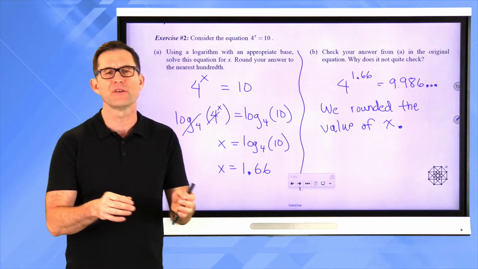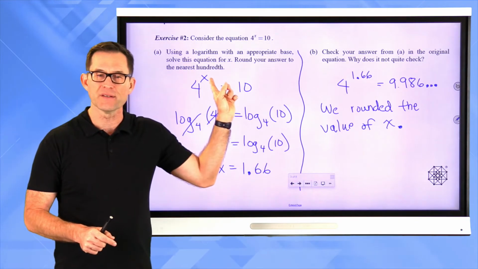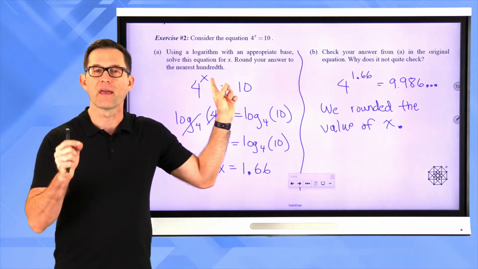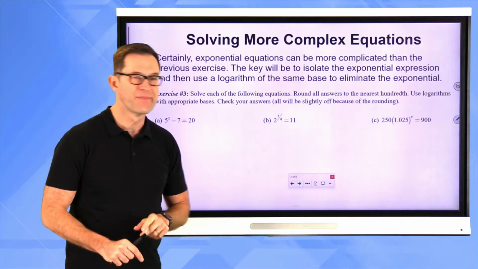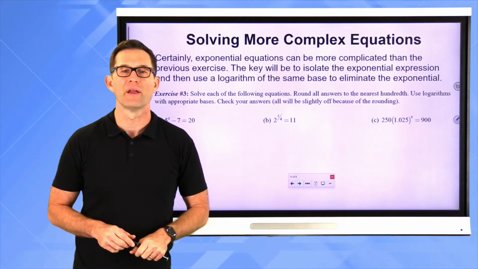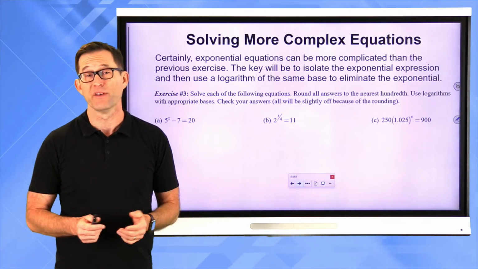The inverse of multiplication is division. And the inverse of exponentiation, like this, is taking a logarithm. All right, let's keep working with these. Solving more complex equations. Certainly exponential equations can be more complicated than the previous exercise, right?